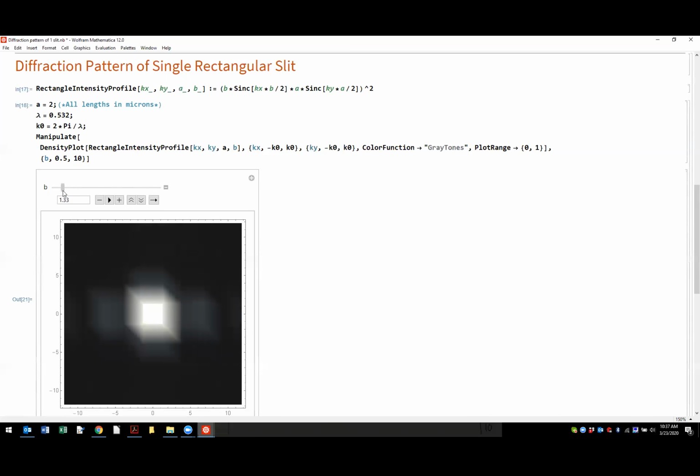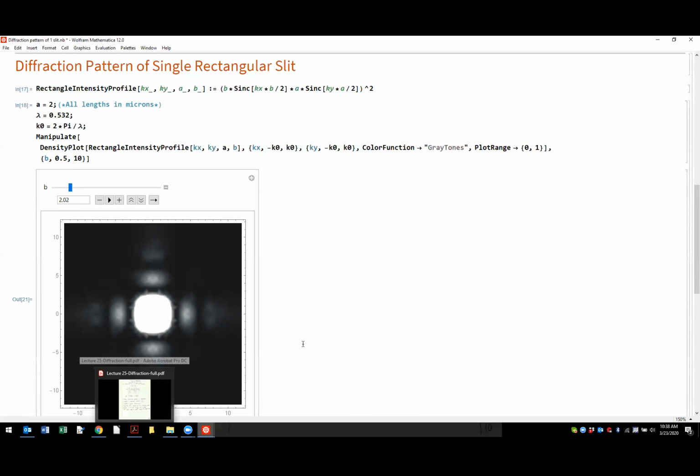And in between, if I make B roughly 2, I don't know if I'll get exactly 2 on here, now you get something that's even. Anybody guess why that is before we go into the notes?